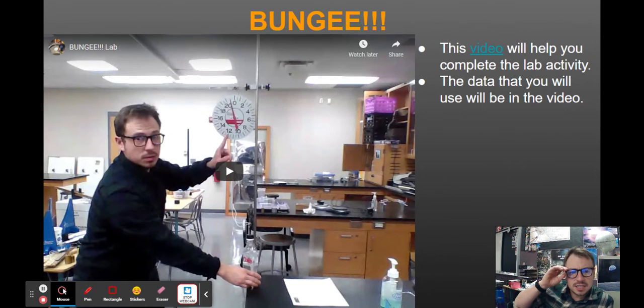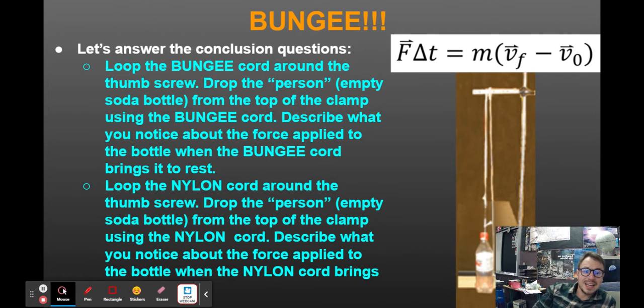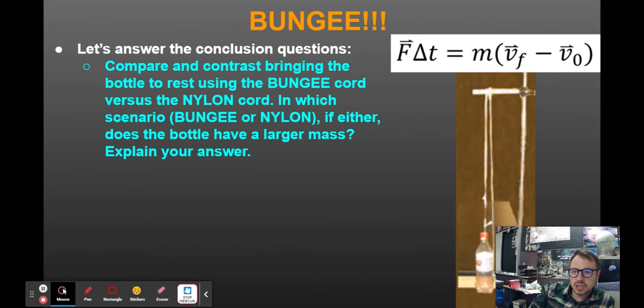So let's take a look at this even further with that bungee lab. In this one, we just loop the bungee cord around the thumb screw and you drop the empty soda bottle from the top of the clamp using the bungee cord. Describe what you notice about the force applied to the bottle when the bungee cord brings it to rest. Then you do the same thing with that nylon static rope. If you're looking at these conclusion questions, here's one. In which of these scenarios, the bungee cord or that static nylon rope, does that bottle have a larger mass? It's the same bottle, so the same mass.